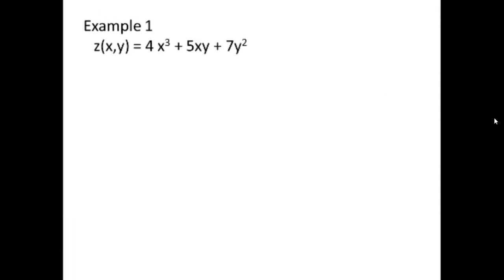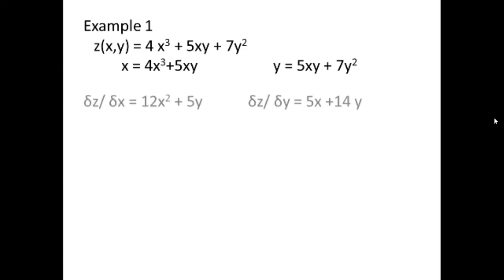Example 1. The question is z in brackets x, y equal to 4x cubed plus 5xy plus 7y squared. Firstly, you should find x and y from the equation. Then the equation of x is 4x cubed plus 5xy, and y is 5xy plus 7y squared.